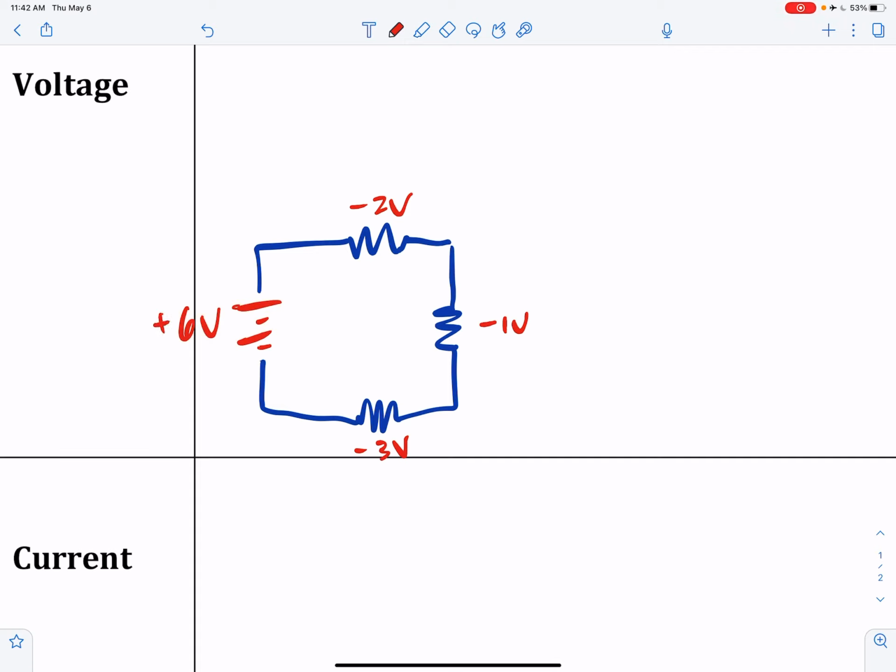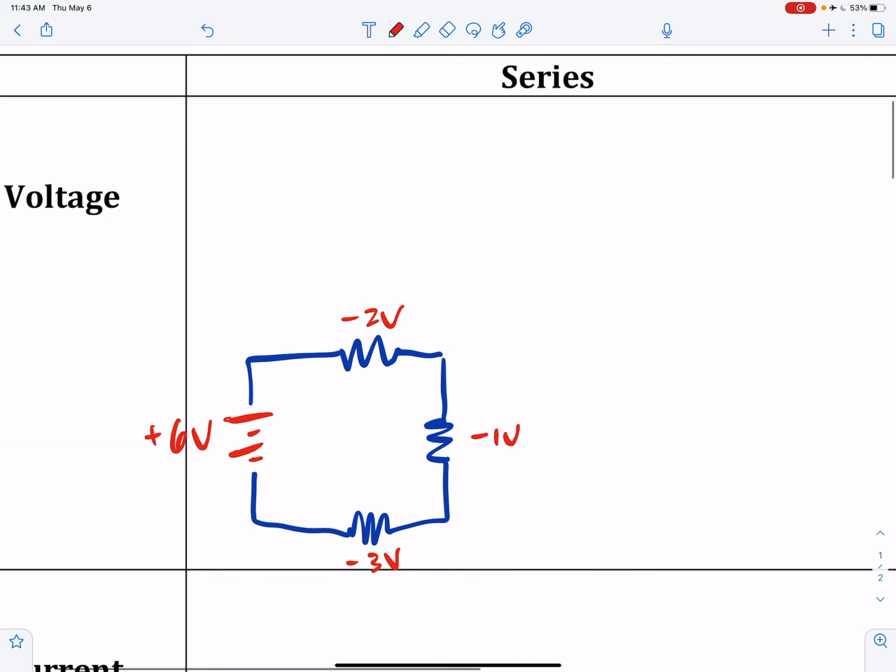Where those electrons are getting energized. And then of those 6 volts, 2 of them are being used here at the first resistor, 1 is being used at the second resistor, 3 is being used at the third resistor. And so we see this pattern that the sum of the voltage losses, 2, 1, and 3, is equal to the voltage gain at the battery of 6. And this is called the loop rule.